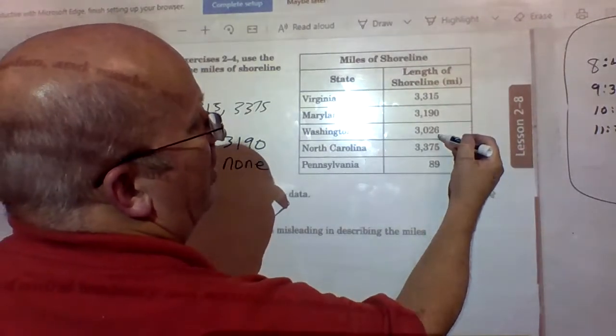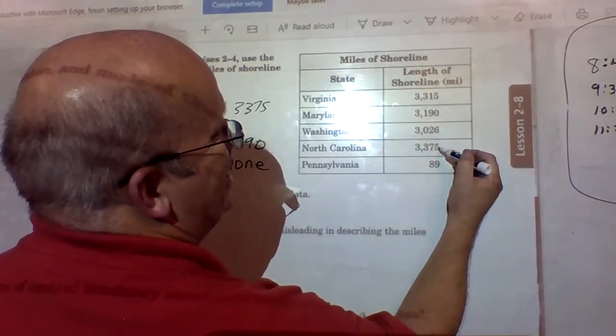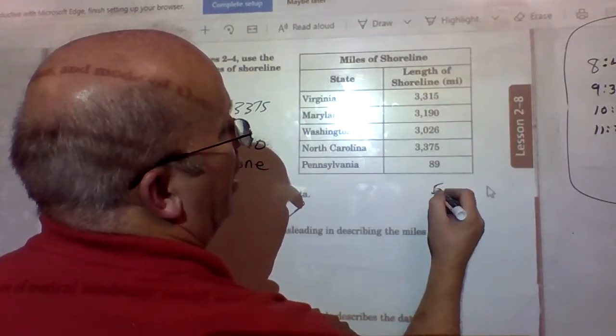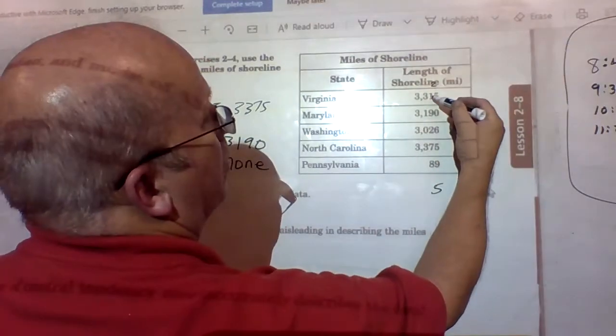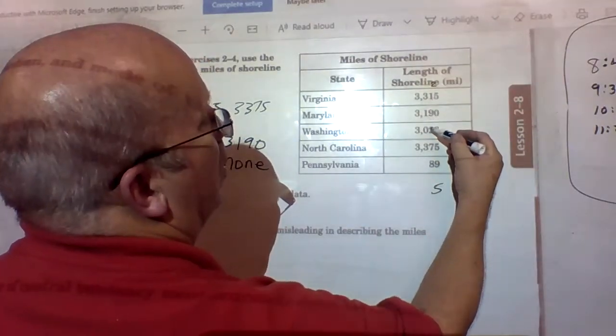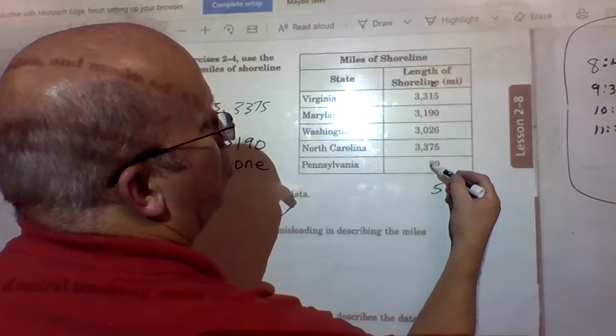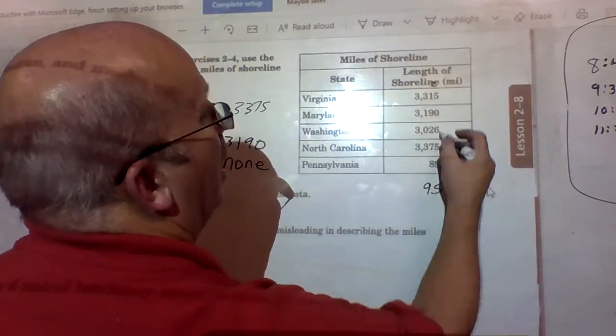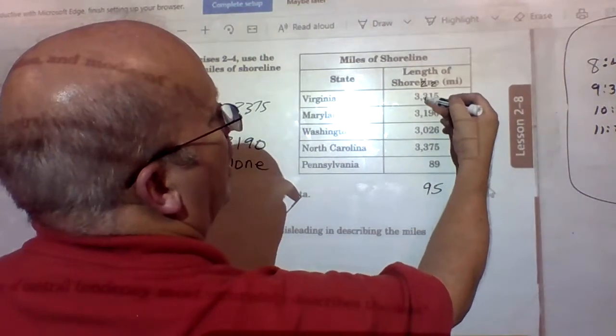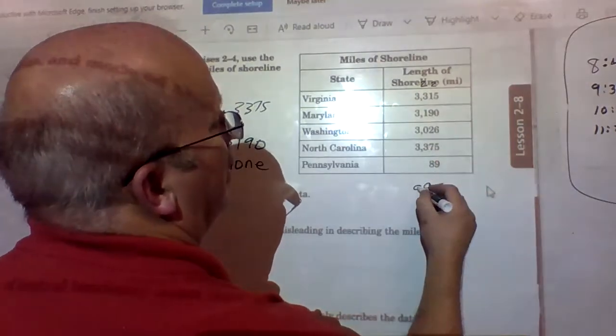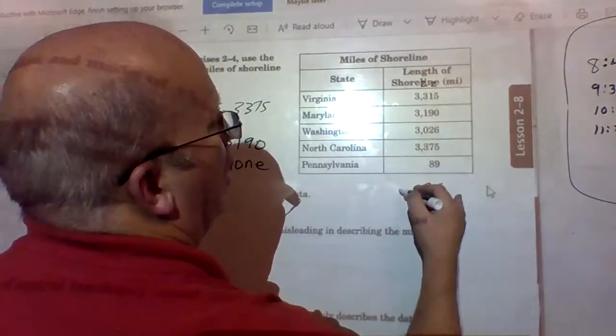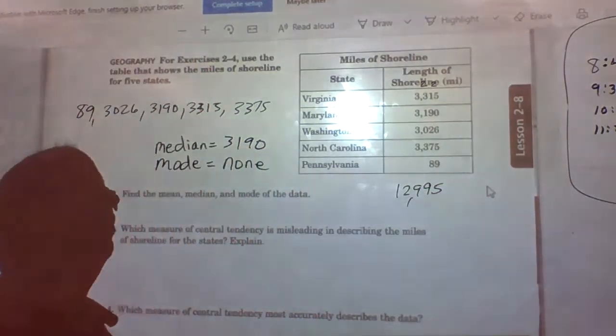5 plus 6 is 11, plus 5 is 16, plus 9 is 25. Carry the 2. 2 plus 1 is 3, plus 9 is 12, 14, 21, and 8 is 29. Carry a 2. 5, 6, 7, 8, 9. 3, 6, 9, 12. I get 12,995.